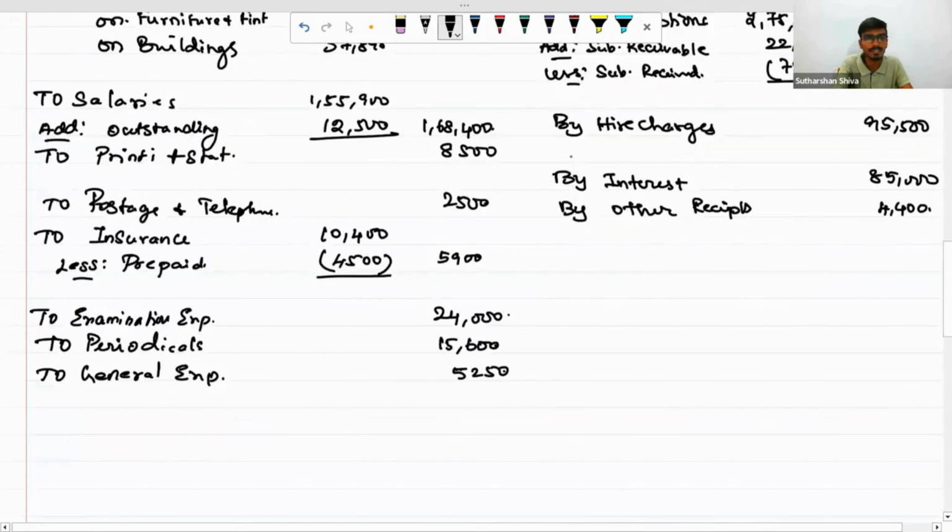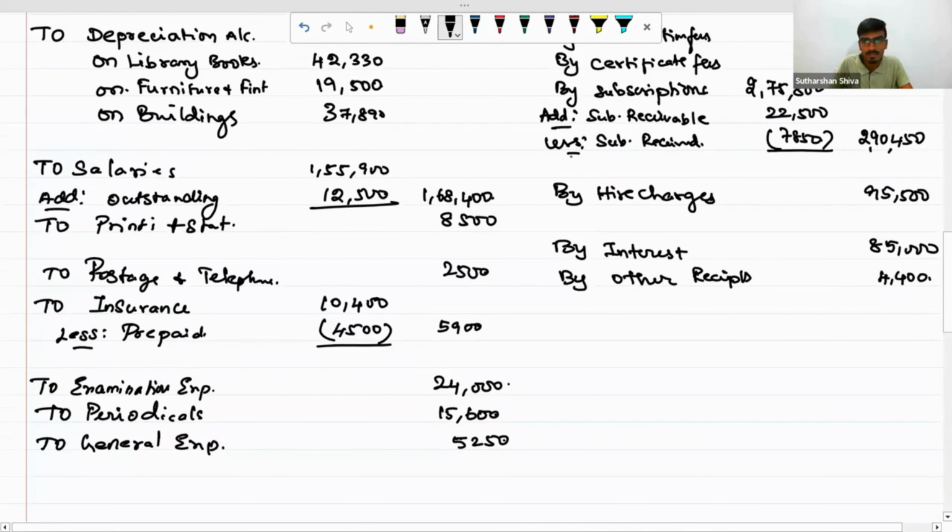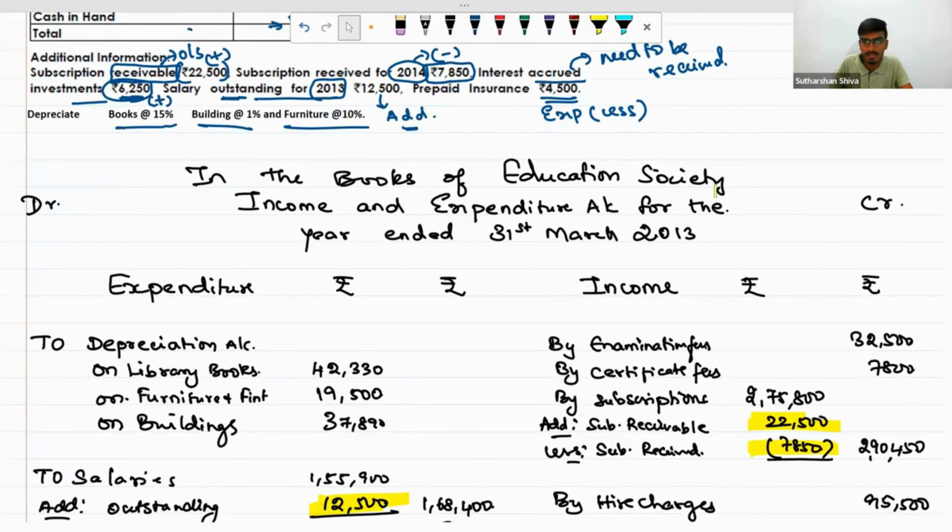Here we need to do some adjustments. What are the adjustments we have shown? Outstanding, subscription receivable, subscription received, prepaid, and one more thing which we have not yet shown, that is regarding interest accrued. All the adjustments in the additional information need to be posted twice in your main answer. So in those cases, I'm just doing that posting alone.